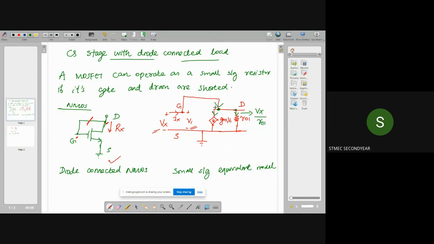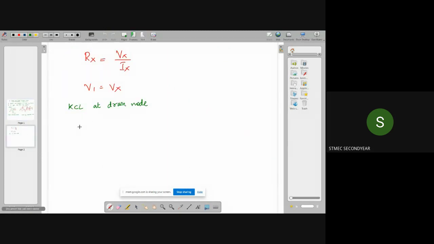Right? So I can write the KCL equation. The current entering will be Ix, and by KCL the current entering is equal to the sum of the currents leaving. The current entering is Ix, and the currents leaving are gm1 into V1, and Vx divided by R01, one through this path and one through this path. So I can write the KCL equation at the drain node like this. That is, Ix is equal to what?